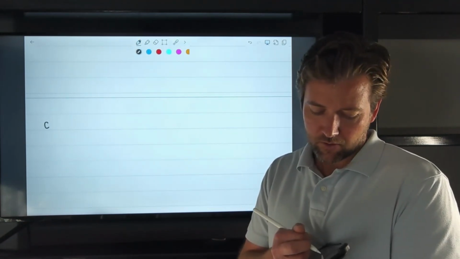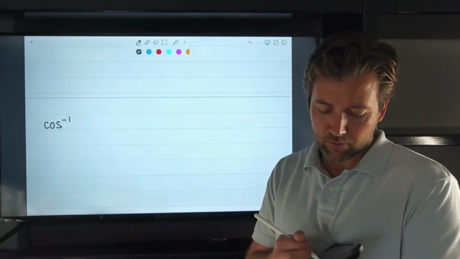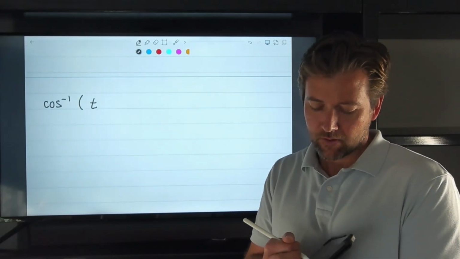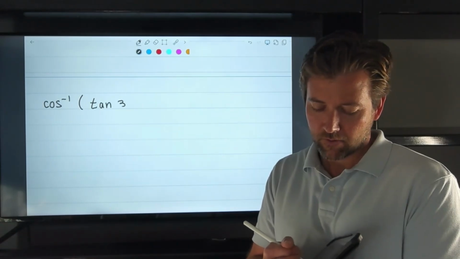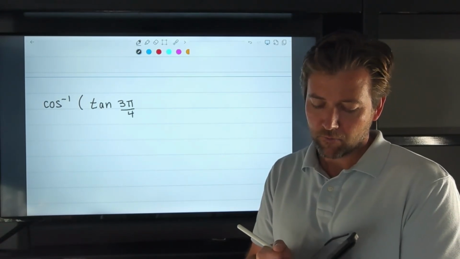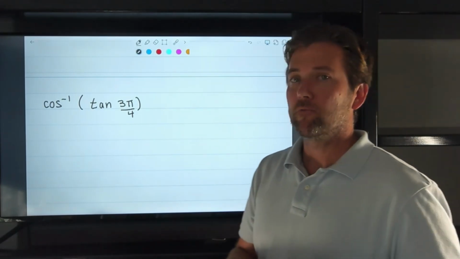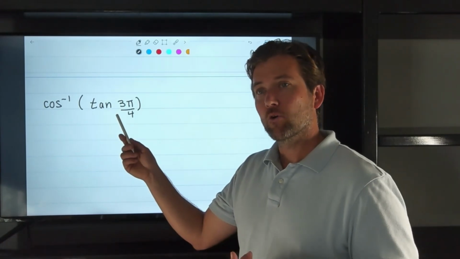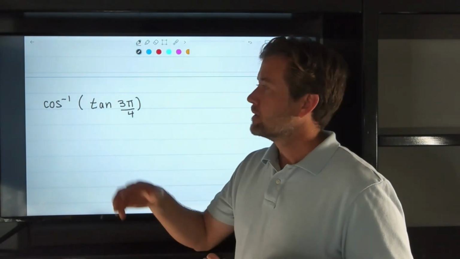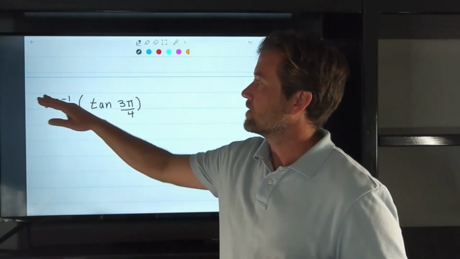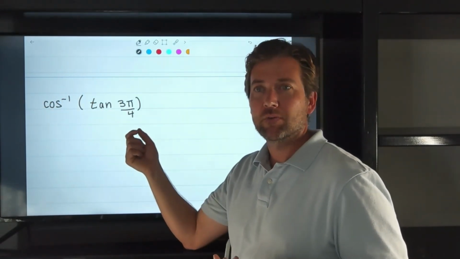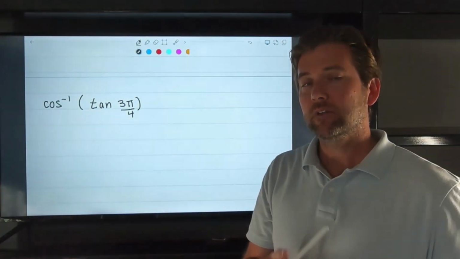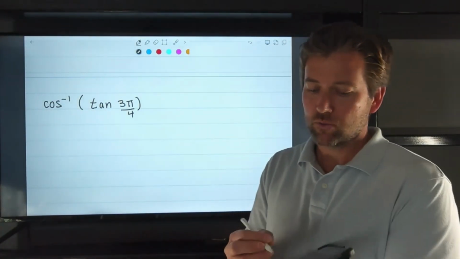So we have the arc cosine of the tangent of 3 pi over 4. So let's make sense of this problem before we solve it. The tangent of 3 pi over 4, that's going to be a slope of that angle 3 pi over 4. And then we're going to take the arc cosine of that value. And our output of arc cosine will be an angle, but specifically an angle between or including 0 to pi.